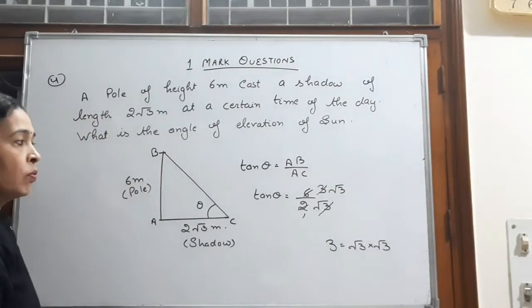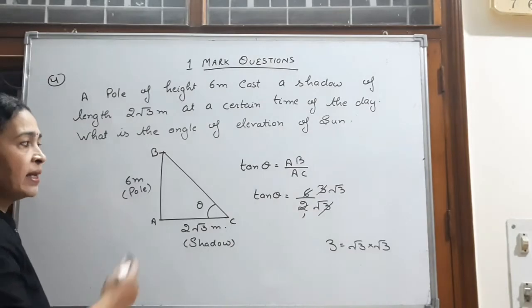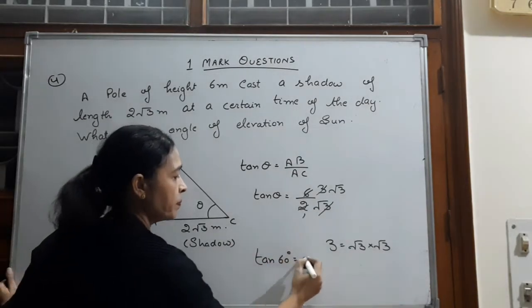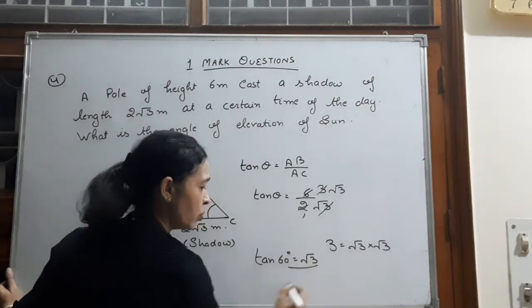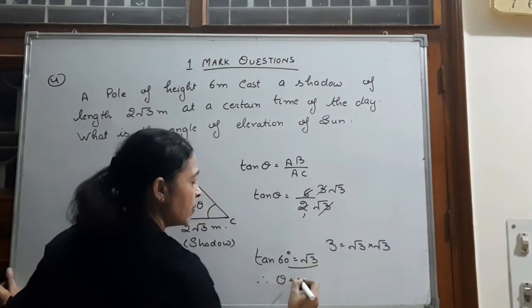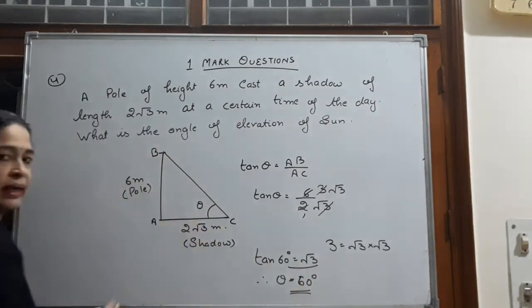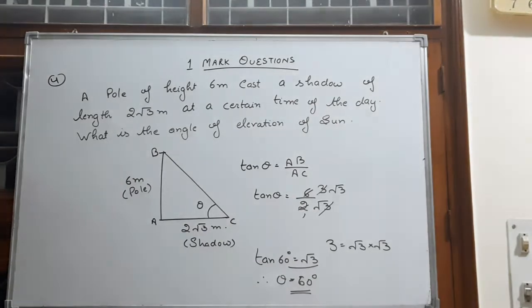Now for which degrees the tan is root 3? Tan 60 degrees. Value of tan 60 degrees is root 3. Therefore, our angle theta is 60 degrees. The angle of elevation of the sun is 60 degrees.